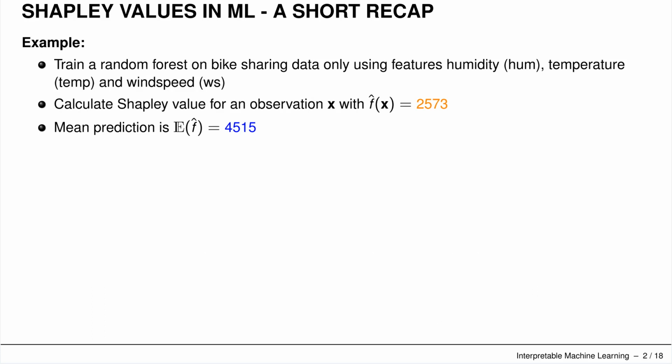So for example, we train a random forest on the bike sharing data with only 3 features, humidity, temperature, and wind speed, then calculate the Shapley value for an observation where the prediction is 2,500. So that's quite a low number of rented bikes for a day. And the mean prediction, or the expected value of our prediction function, is 4,500.